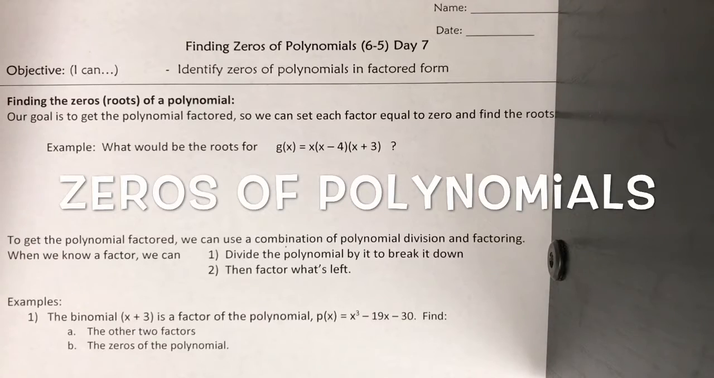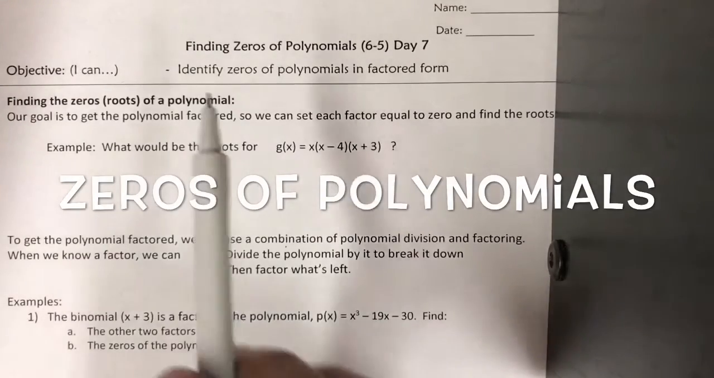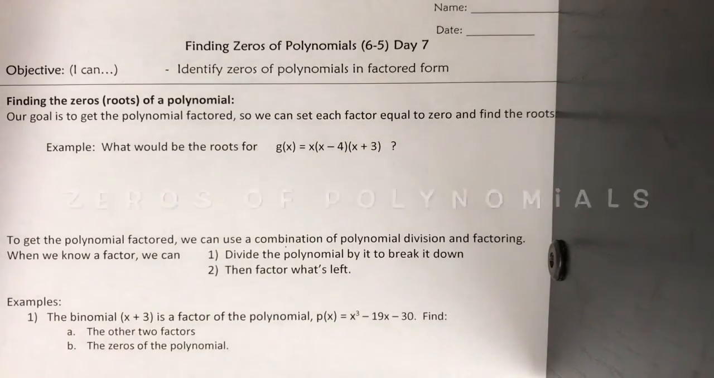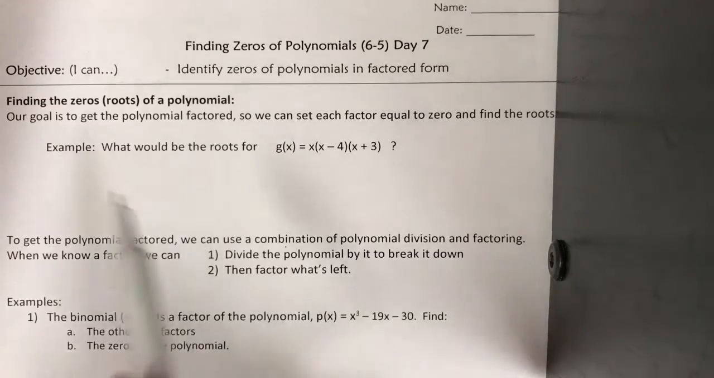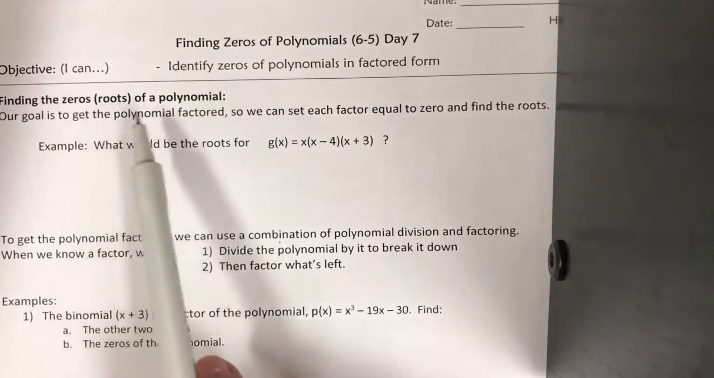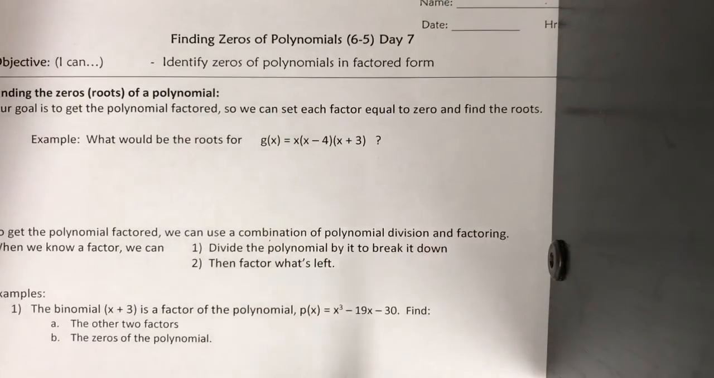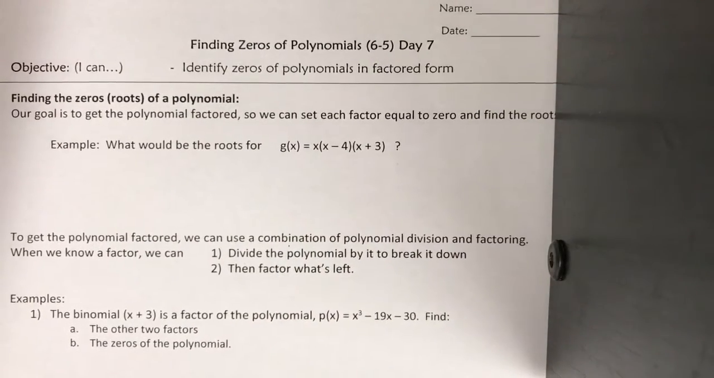Welcome to Finding Zeros of Polynomials. Today we are going to find the zeros in factored form. So that means we actually have to put it into factored form. So our goal when we want to find the zeros is to put it in factored form and then set all the factors equal to 0 and find the roots, just like we did with quadratics.